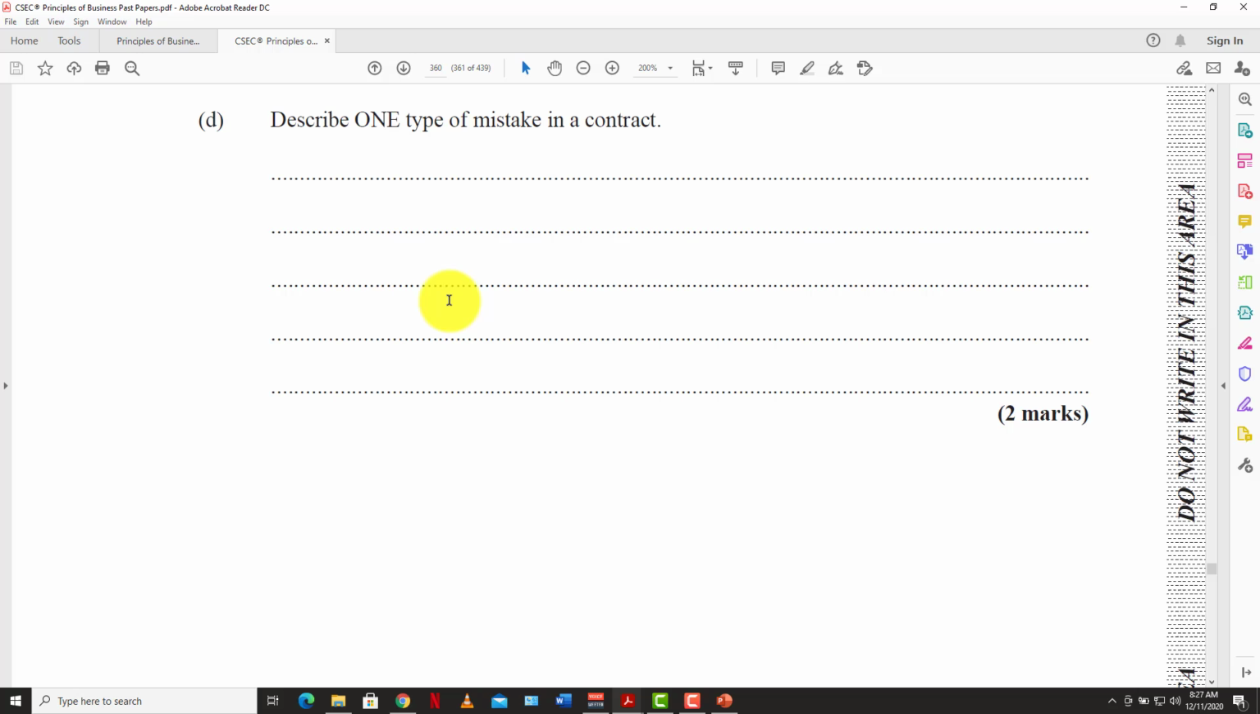Sometimes you have what I call bilateral mistakes, where both parties make mistakes, such as both parties having a different understanding of certain terms in the contract. So the terms in the contract are not clear to both parties, or both parties have different interpretations. Then you might have unilateral mistakes, where just one party has made the mistake. So those are examples of mistakes that can be made in a contract.